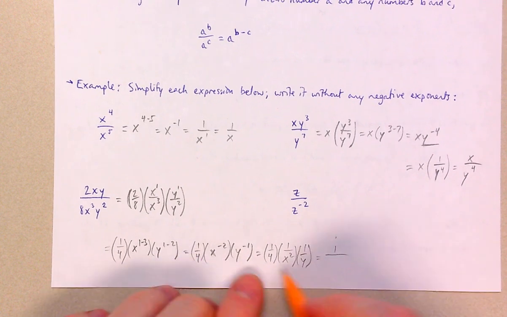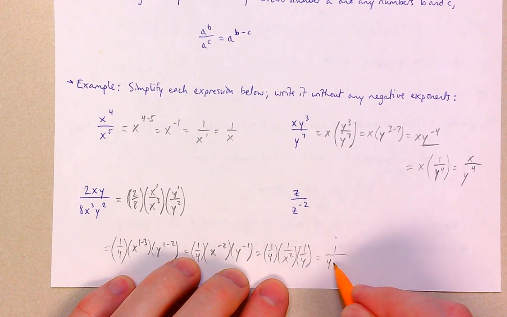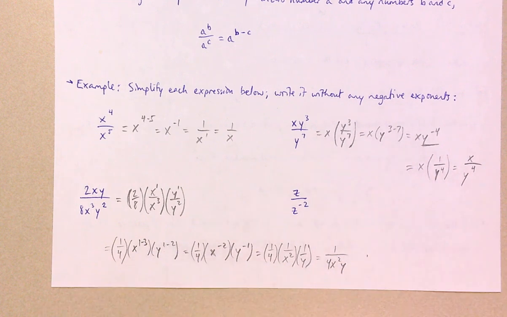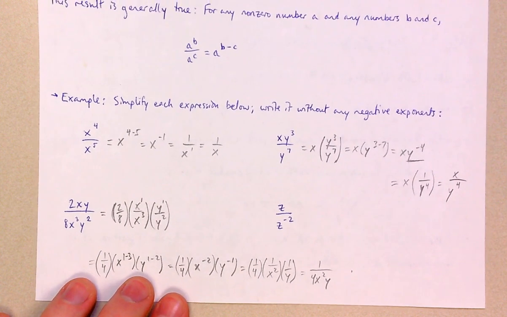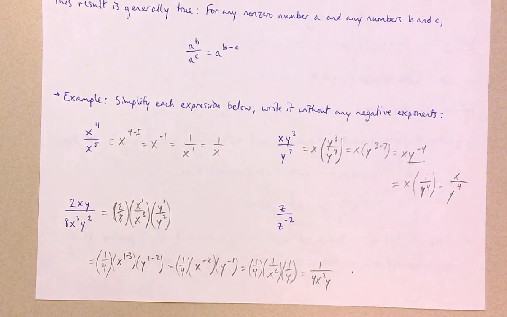So you could leave your answer like that, or multiplying the tops and multiplying the bottoms would leave you 1 over 4 times x squared times y. So as I said, I'll let you do this one on your own. You should not have any trouble with it given the other 3 problems that we did.